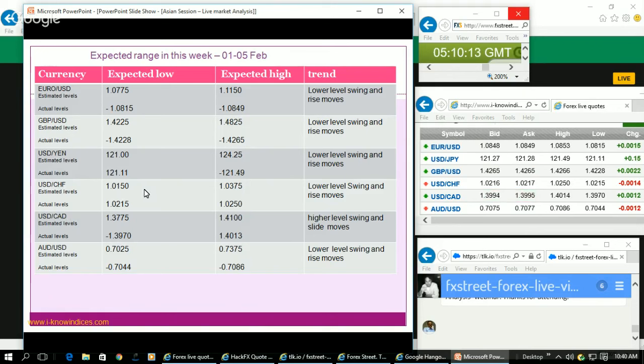Then in the case of CHF, they made a massive rise up to 1.02, and then they are expected to make a swing to 1.0150 and then gain to 1.0375, and currently they are holding around 1.02. So you would have noticed that when they made the massive drop in the case of another denominator currency, USD yen, they did not drop in the case of USD-CHF.